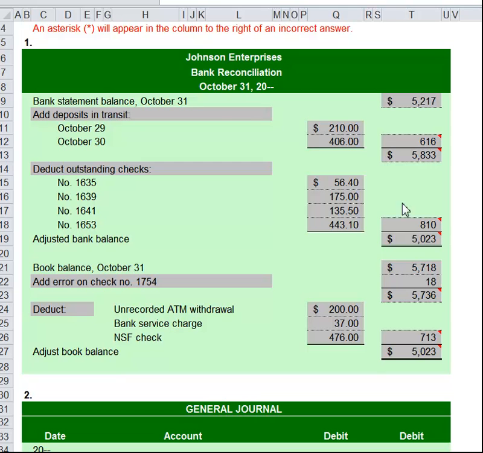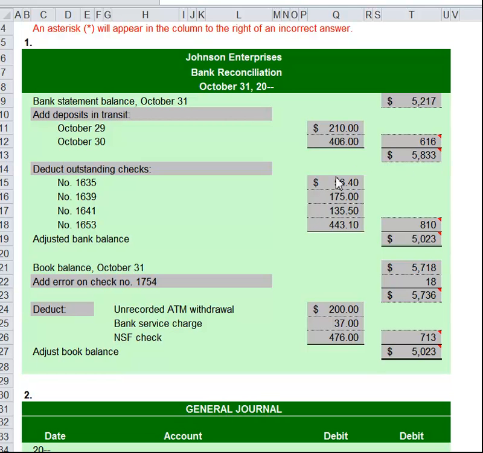So the first thing that we do is add our deposits in transit. We had deposits of $210 and $406 for a total of $616. Now when we made those deposits, we already added them to the checkbook. So those are already figured into that total, and now we need to figure them into the total of what the bank actually says we have.